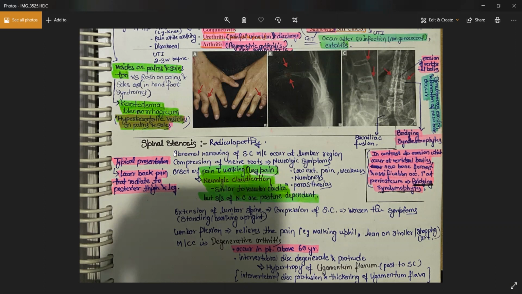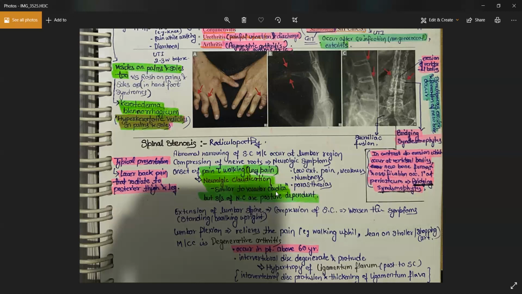And the compression of the nerve roots occurs, and as a result the neurologic symptoms which correspond to the radiculopathy will occur. The patient will get a shooting pain involving a dermatomal region, right? And most commonly sciatica would be there, right? And the patient will also have neurological claudication, which is exactly similar to that of vascular claudication.